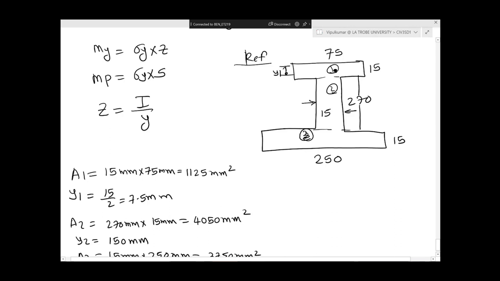From this point to this one would be 150. So you find the centroid of this one between 270 divided by 2, plus the 15. Because you're measuring from the reference point. If your reference point is at the bottom, you're measuring from the bottom. Plus the centroid to the reference line.